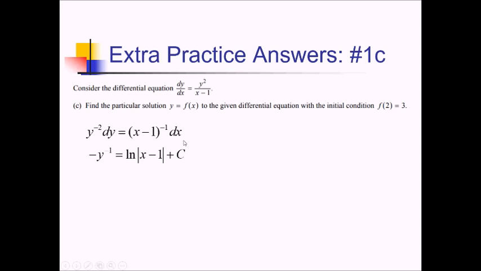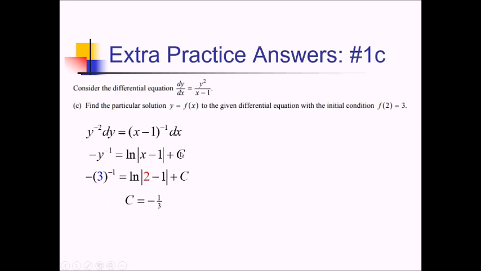Now we actually have to find that c value because we're doing the particular solution, not the general solution. So to get the c value, we plug in this initial condition. So we have negative y value of 3 to the negative 1. And over here we have ln of the x value 2 minus 1 plus c. So let's see here. This is ln of 2 minus 1. That's just ln of 1, which is just 0. So we just have c on the right side. And c is going to equal what? Well, on the left side, this is just negative 1/3. So that's the c value then.